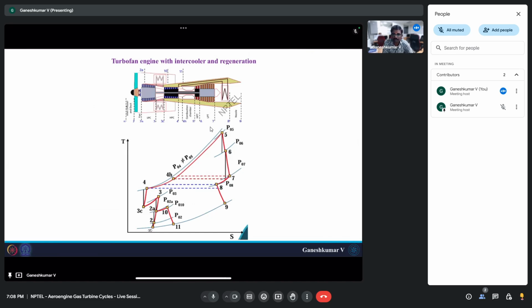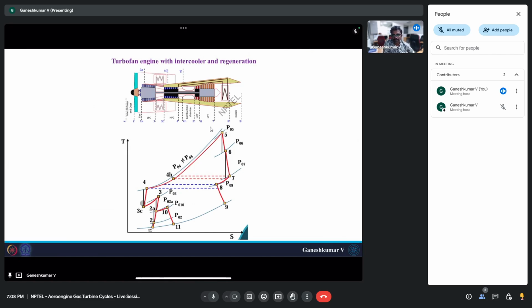So from 3 to 3C, you can see I am cooling the core stream and heating the bypass stream. So that is what you see here from 3 to 3C. From 3 to 3C, you see that there is a reduction in temperature, and that heat is used to raise the temperature of the bypass stream from 2A to 10. Okay, so that is the intercooling effect.